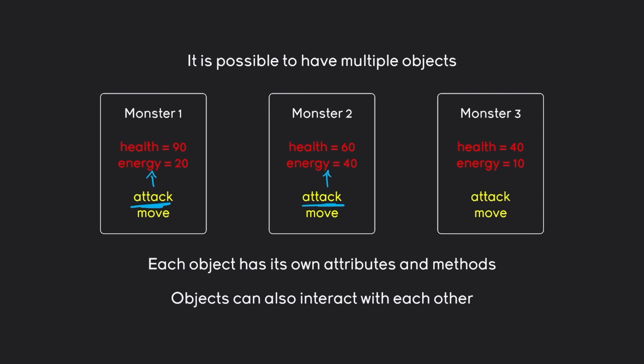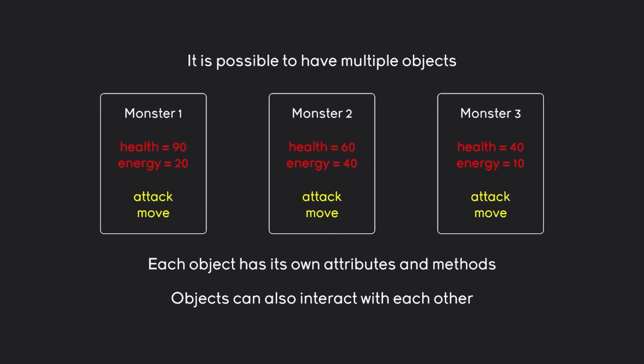What you can also do is have objects interact with each other. For example, if monster 3 attacks monster 2, we could run some code to reduce the health of monster 2 from 60 to, let's say, 20.